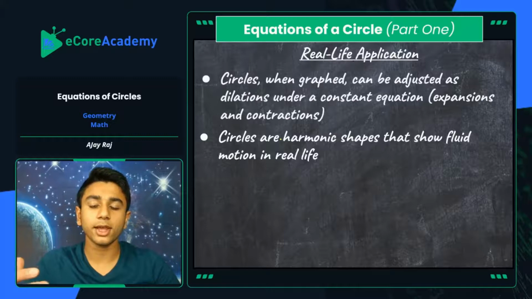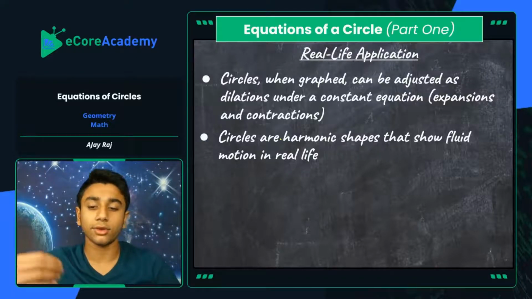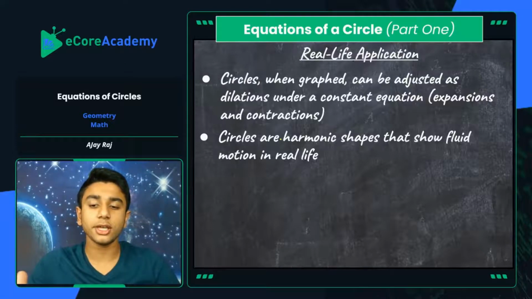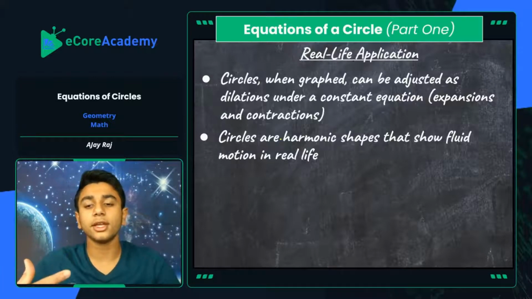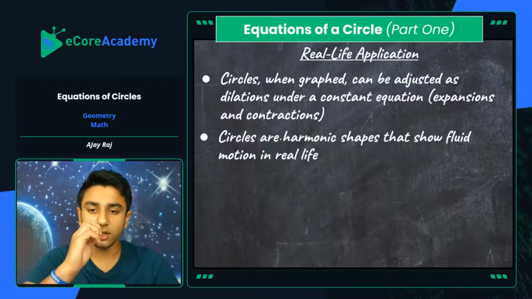But now if we look at that in a graphical sense, we know that circles, when graphed, can be adjusted as dilations under a constant equation, and their expansions and contractions. So the reason that I put that in the order in which it appeared is because harmonic shapes are something that you can actually refer to in real life, something that's always constant. But then again, what we're always prioritizing first is going to be our geometric terms, our geometry, how we correlate it to geometry, and then of course afterwards we're going to correlate it to real life applications.